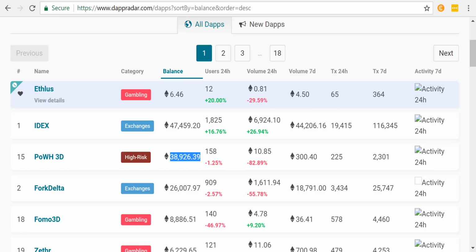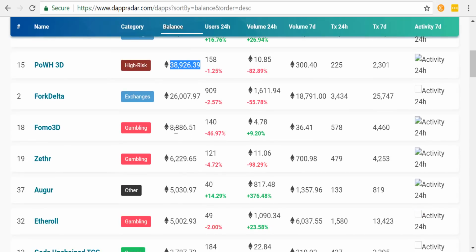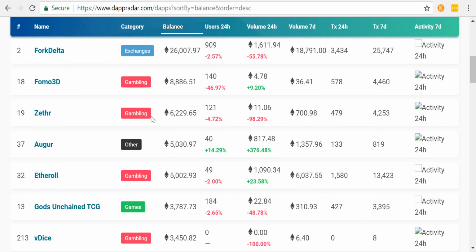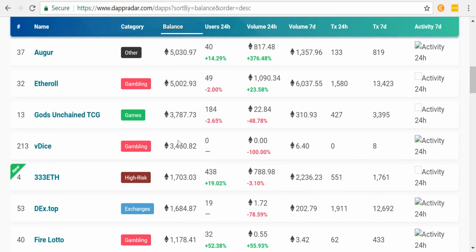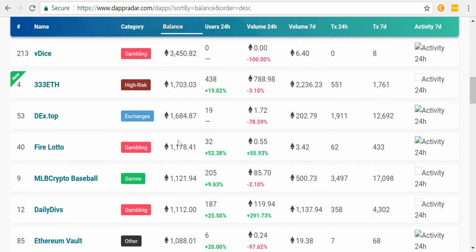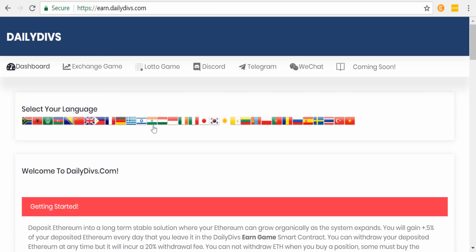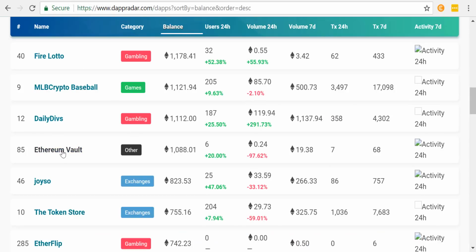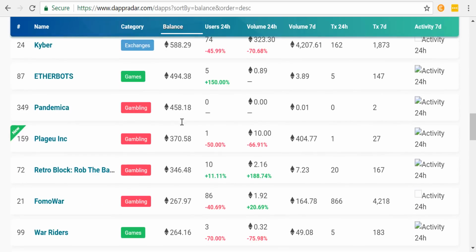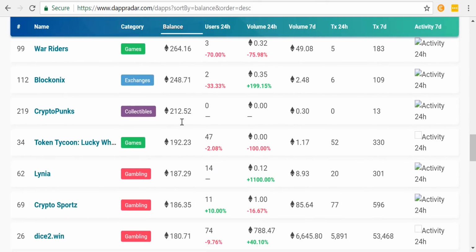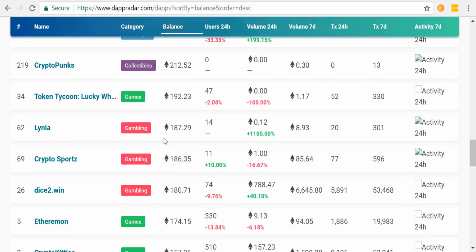And you can just take a look over here at the others, by the way. Let's pull up the balance. If you just come to balance, POWH3D, by the way, this is one of the games for P3D. So even their game is showing up here. Is that another gambling contract? Let's keep going. I'm just trying to see. Here's Daily Dibs. So this is this platform right here. They're down to number 12. They only have 1,000 Ethereum. And if you keep going, let's see. Here's Lynia. It's down to 62. Only got 187 Ethereum in the contract.